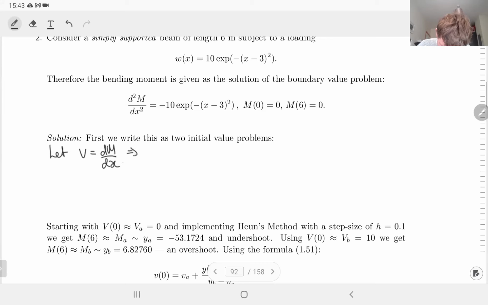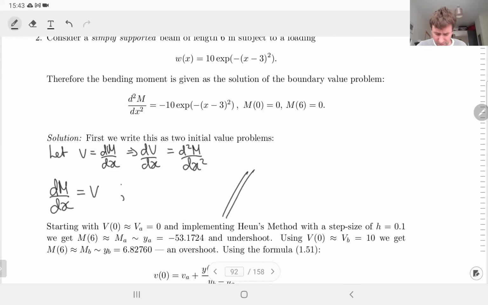We differentiate both of these. And what happens is, well, we have the second derivative of M is right there. That's what the differential equation is. So we know what dV/dx is. So we have an equation for M: dM/dx is equal to V, together with the initial value. Well, we'll talk about that in a second. Oh yeah, so dM/dx equal to V, that's the differential equation for M. So we put the initial value of M there, M of 0 equal to 0.